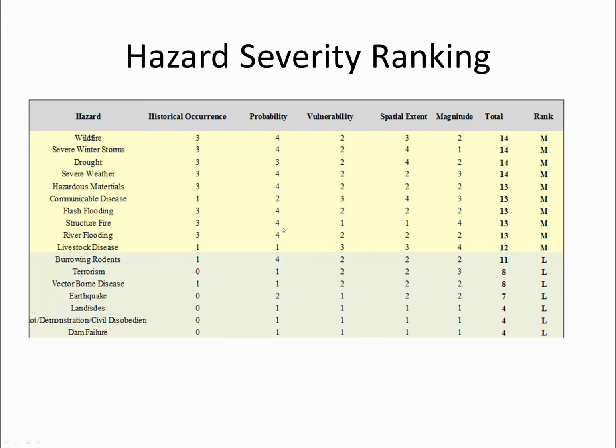The hazard ranking then for Eden, which illustrates that the city is a very safe place to live, is as follows. There are no high-ranked hazards. Wildfire, severe storms, drought, and severe weather are the higher-ranked hazards in the medium category, and then of course there are these listed for the low hazards.